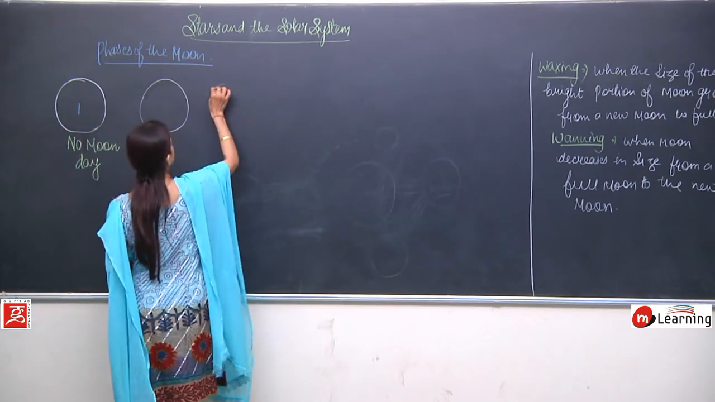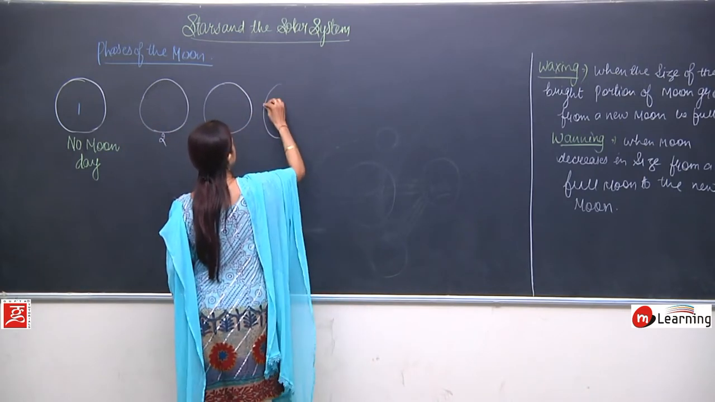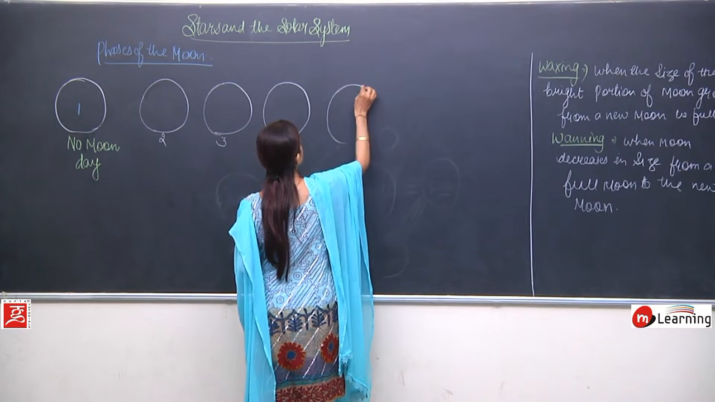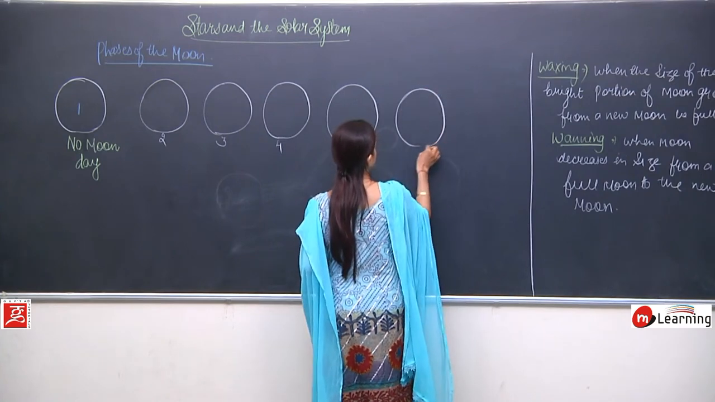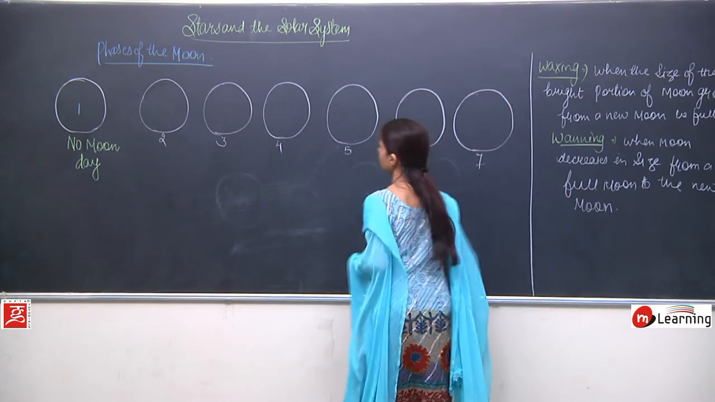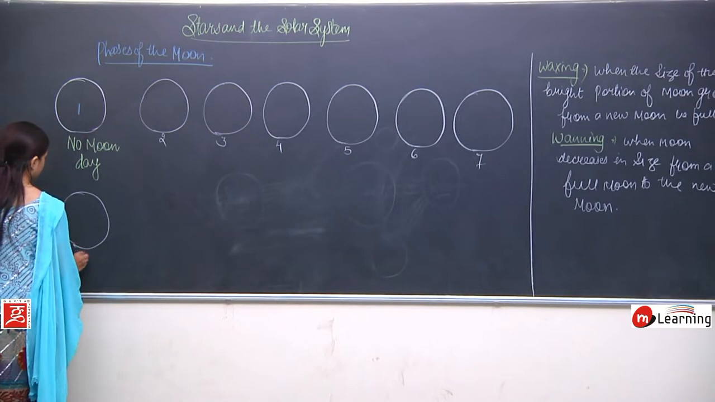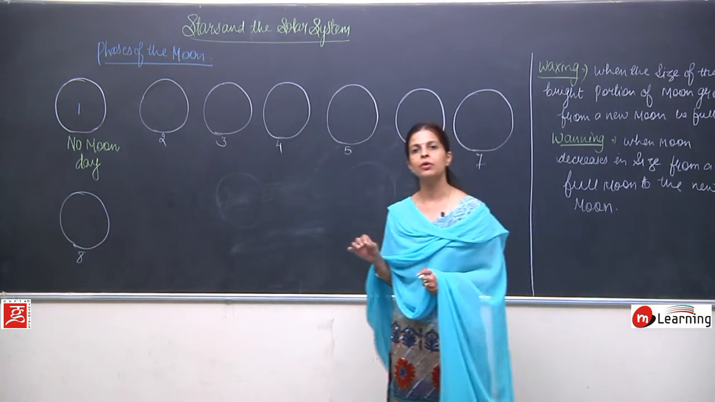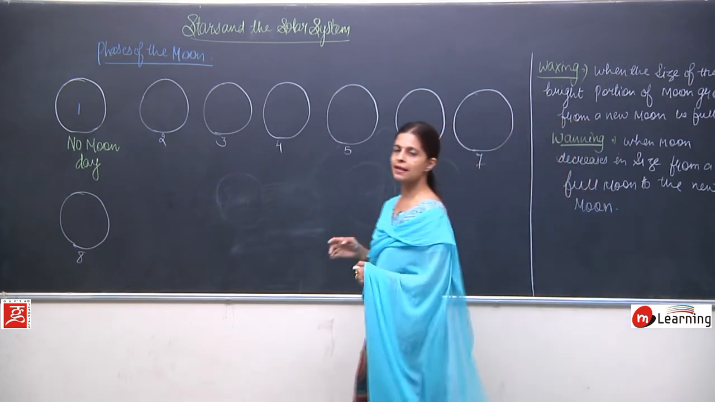Second, third, fourth, fifth, sixth, seventh, and eighth. So first of all, the first thing which we understood is that due to the revolution the phases of the moon appear. Due to the revolution of the moon, as the moon is revolving around the earth, it seems that it is changing its size and shape.